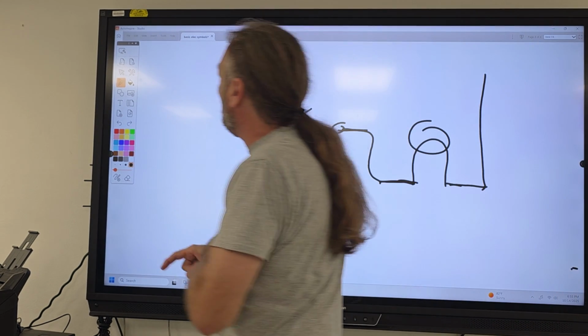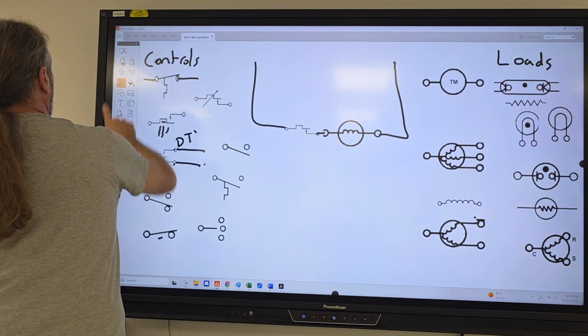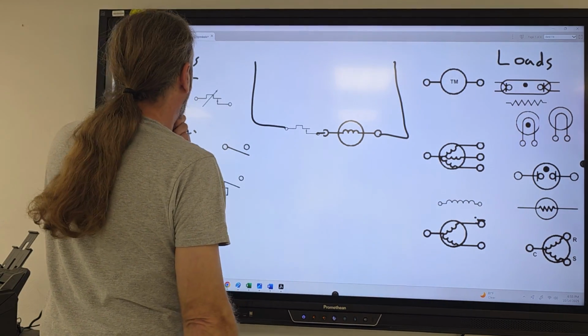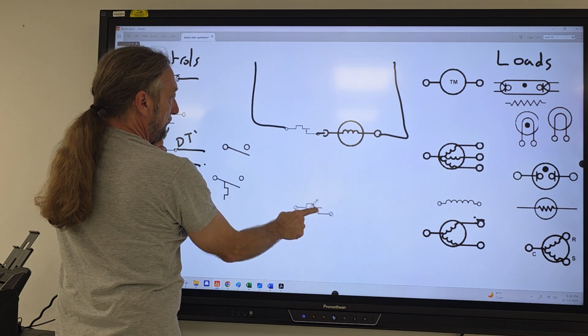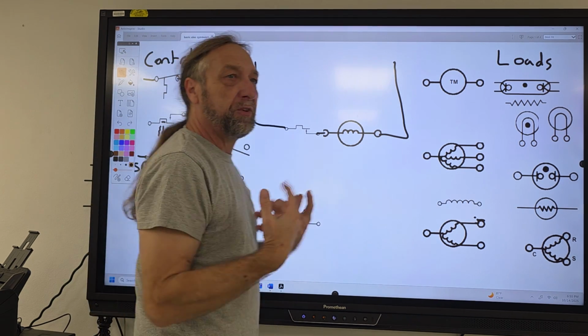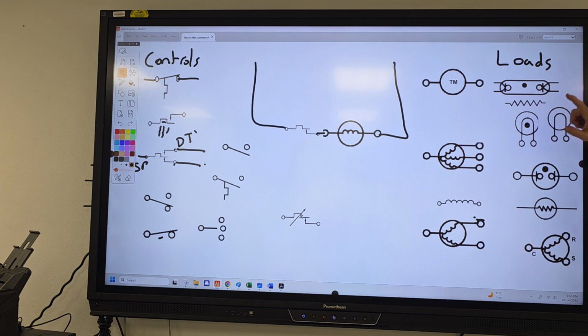So I'm gonna pick 2 parts. I'm gonna pick a thermostat here. What would a thermostat be connected to? Heating element. Okay, so where's my heating element here? The second one. Right here.